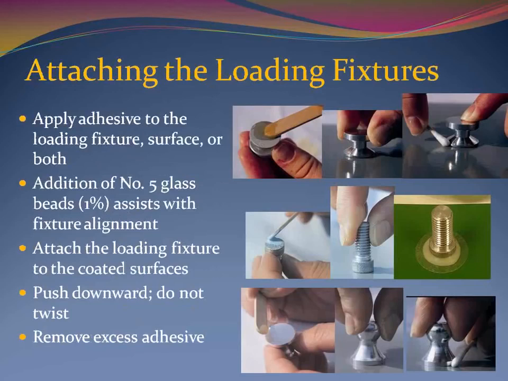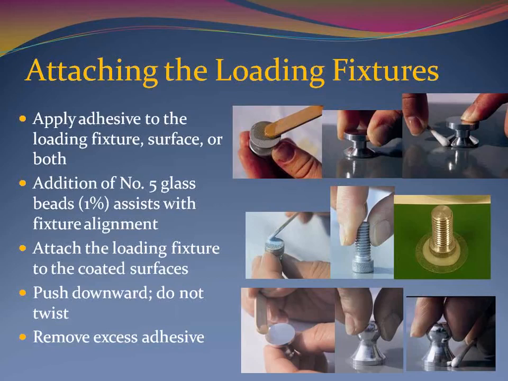To attach the loading fixtures, mix the adhesive you selected according to the manufacturer's instructions. If the adhesive is two-component, it will have a minimum working time. It will have a maximum working time, so mix only as much as you anticipate using during the working time. Using a wooden stick, apply an even layer of adhesive to the entire contact surface of the loading fixture. The addition of about 1% number 5 glass beads to the adhesive assists with even alignment of the fixture to the surface. However, the addition of glass beads is not mandatory.